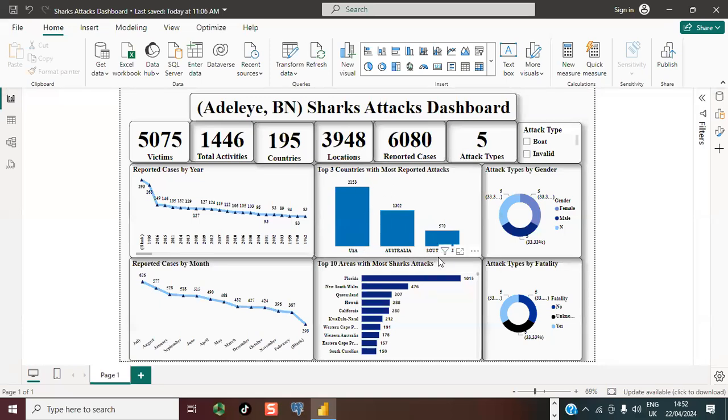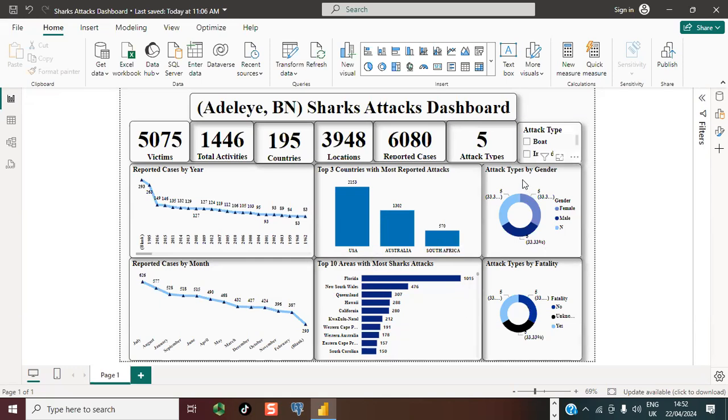And we can see their corresponding statistics: 2158, 1302, and 370. In the US, being the country with the most reported attacks, of the top 10 areas, we have Florida topping the charts with 1,015 and South Carolina with 150 attacks.